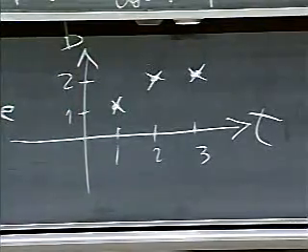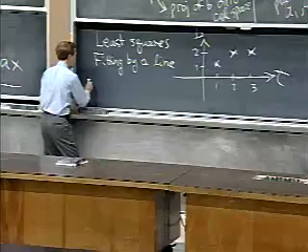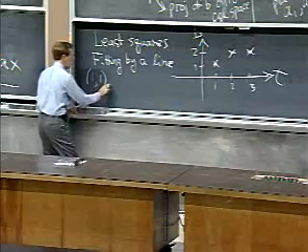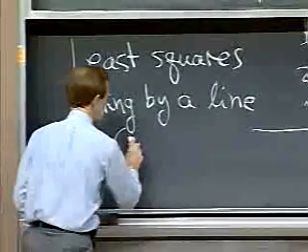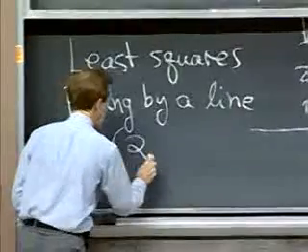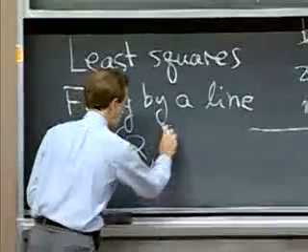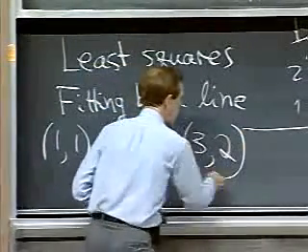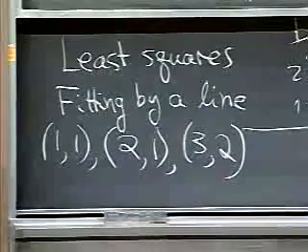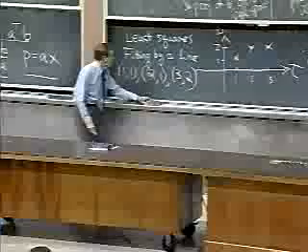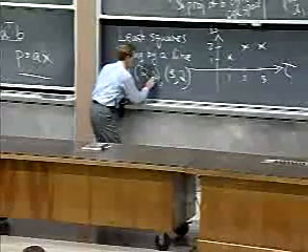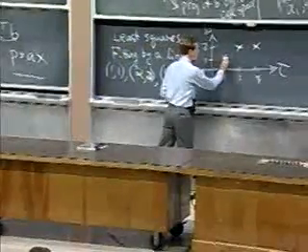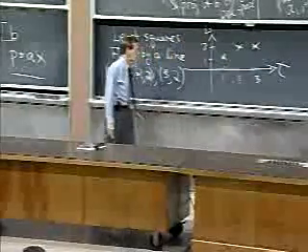So the problem is fit the points. 1, 1 is the first point. The second point is t equals 2, b equal 1. And the third point is t equal 3, b equal to 2. So those are my three points. Sorry, that's 2. So this is the point 1, 1, this is the point 2, 1, and that's the point 3, 2.